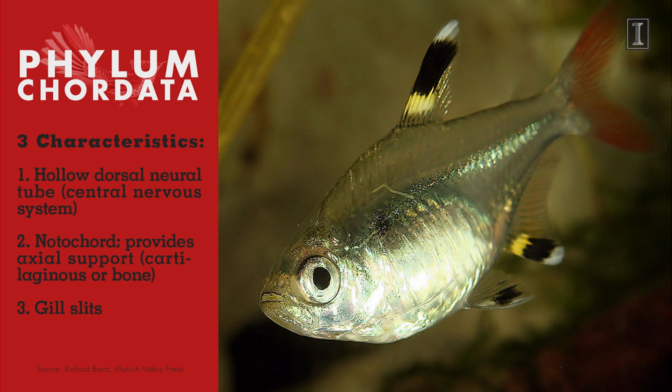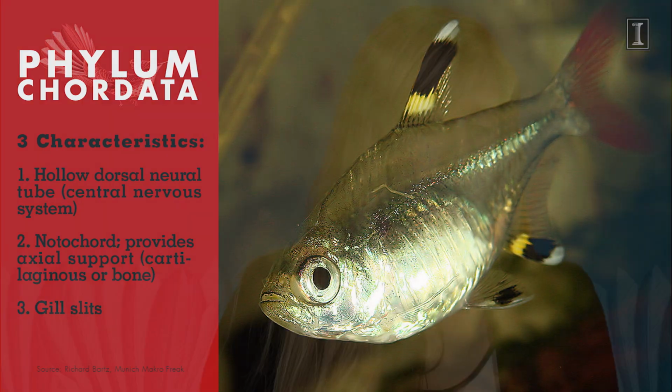And what that is, it basically comprises your spinal cord and your brain, so your central nervous system. Secondly, there is the presence of a notochord, which, again, is just some kind of axial support going usually up the dorsal side of an organism. So it's providing support for that organism's body.